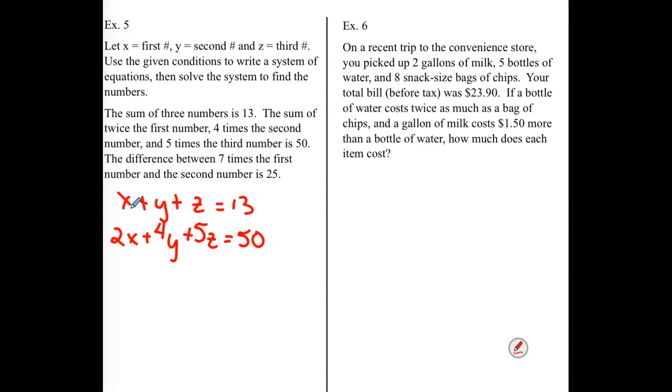Okay? Our next sentence says the difference. What does difference mean? So the difference between 7 times the first number and the second number. So we have 7 times the first number. We're looking at the difference of that with the second number, and we want our total to be 25. Okay, so now we have a system of three variables with three equations. We're going to get rid of one of them. Do you have one that you'd like to get rid of?